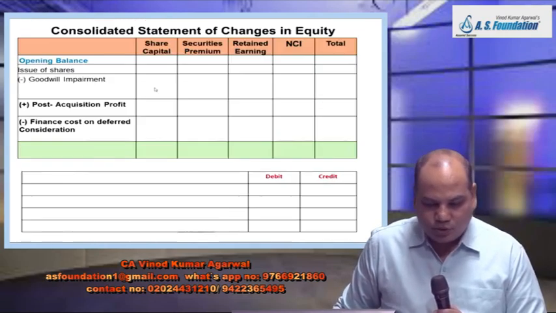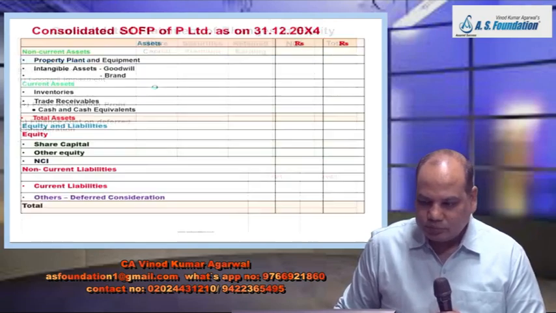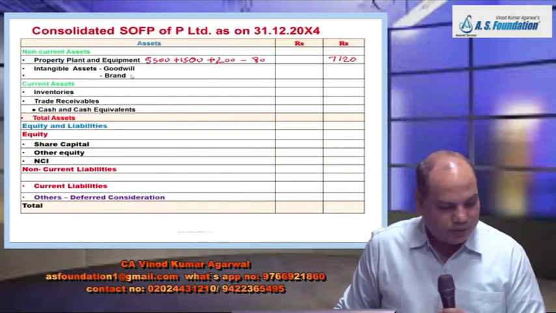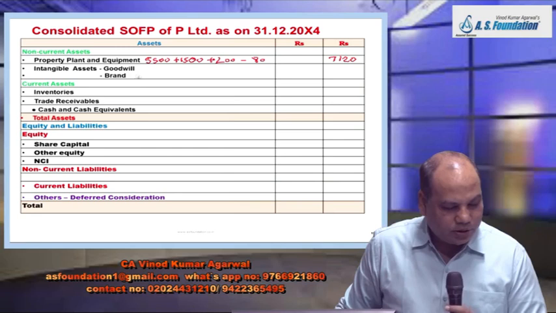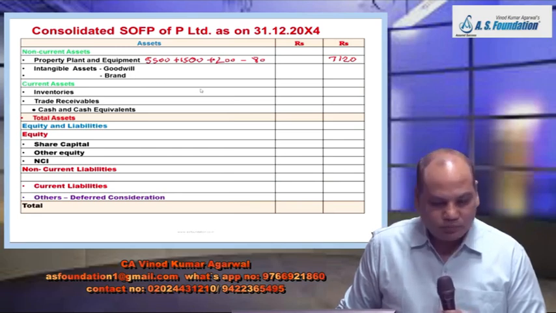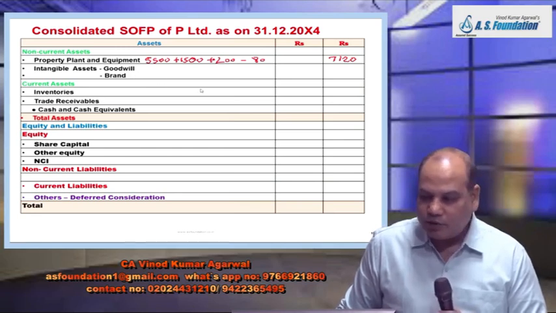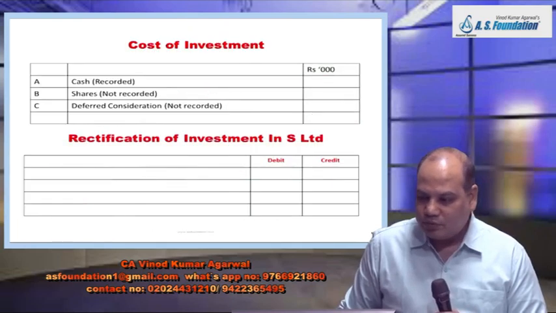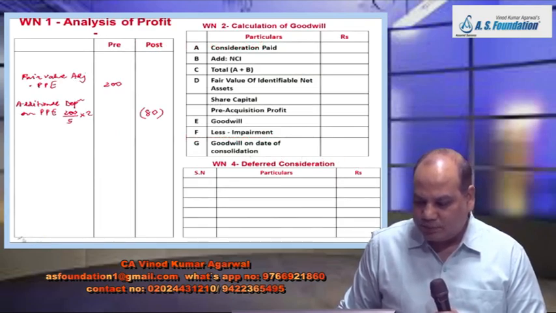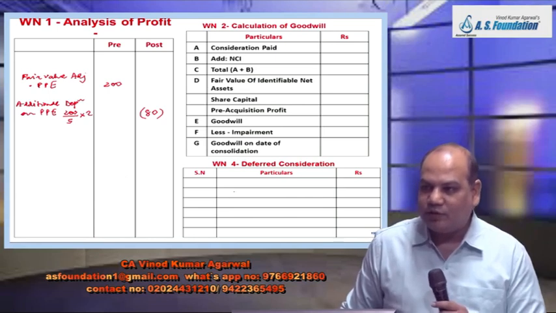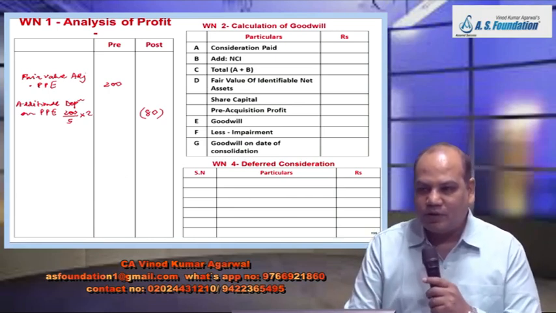Come back to the SOFP. Right, next line. Investment in S Limited at cost. Now that figure will change. So how much is the consideration paid after adding shares issued and deferred consideration?